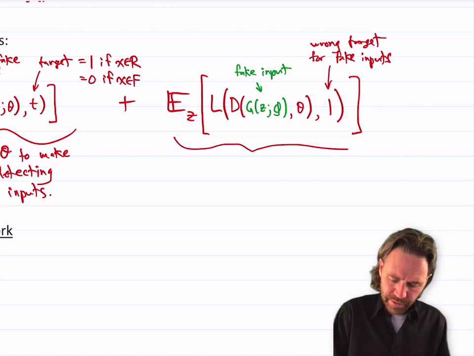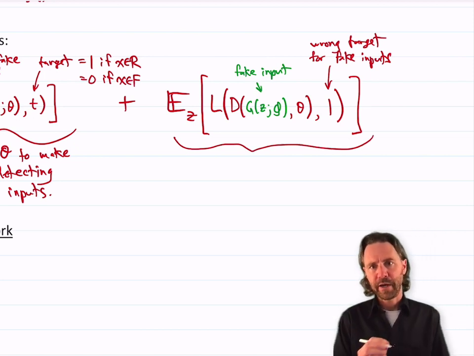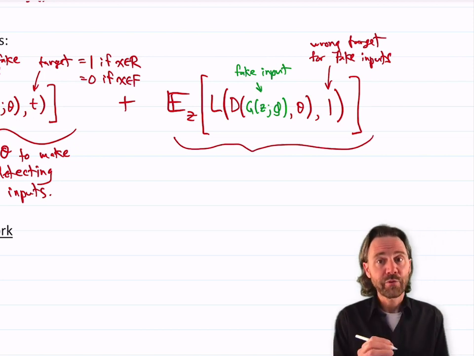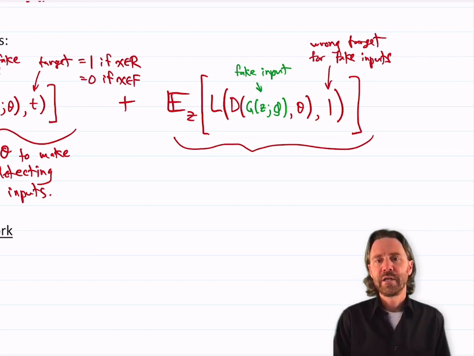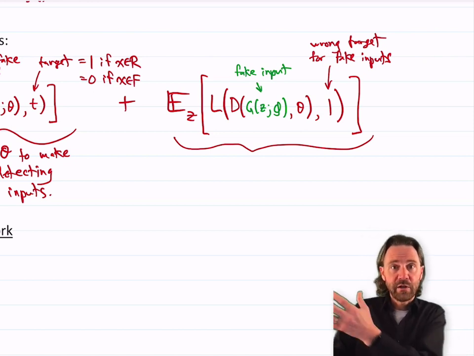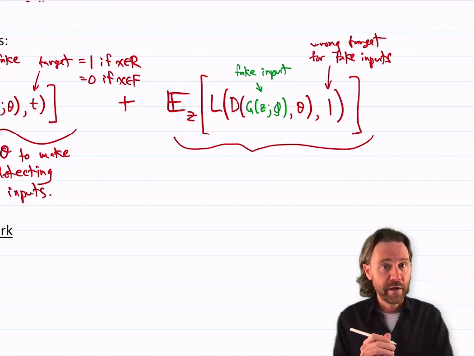This whole second part, we want to minimize with respect to phi, which are the parameters of the generative network, so that the generative network becomes better at producing fake inputs that would try to yield an output target of 1.